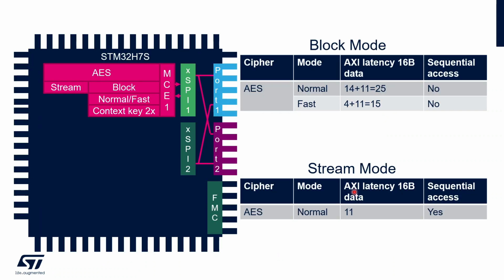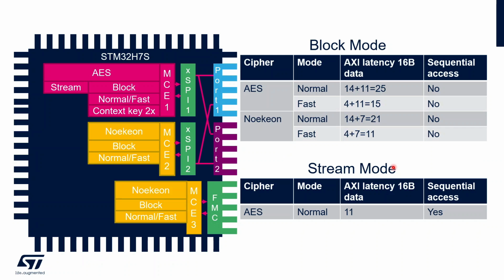For the MCE, we have the MCE1, which has the AES encryption and decryption engine. And you can set two modes. One is the block mode and the second one is the stream mode. The block mode is a little slower than the stream mode, and the stream mode is quite efficient for decrypting the code, because of how it works. This I will explain in a few slides.